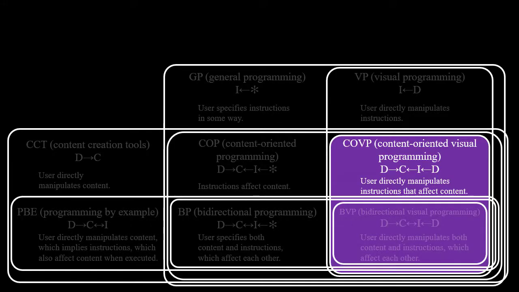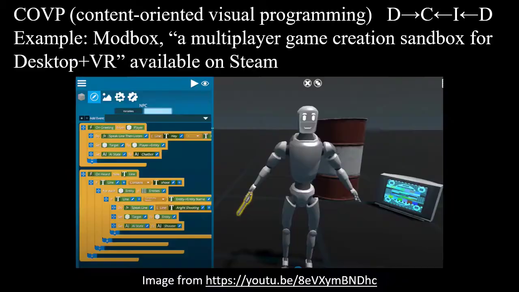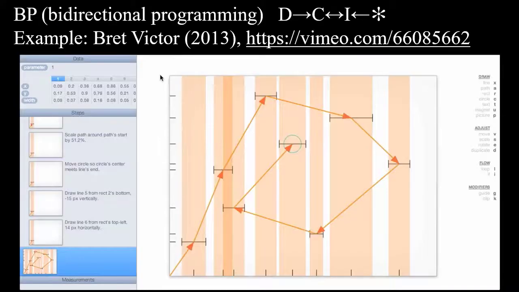In some systems, not only is there both content and instructions, but both of those can be directly manipulated. That's the case with Scratch, and it's also the case with 3D environments like Alice, as well as Modbox. Next, we have systems where editing the content implies automatic changes to the instructions, and vice versa. We're calling these systems bidirectional. This is the case with Brett Victor's system.